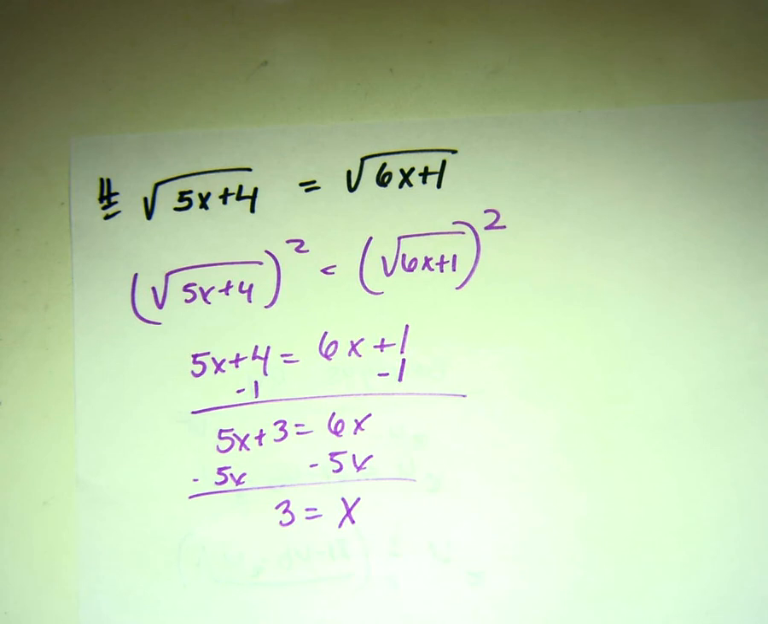Subtract 5x from both sides because you're still trying to combine like terms. So you're going to bring down your 3. 6 minus 5 is 1. There's no need to write the 1x. So your final answer is x equals 3.